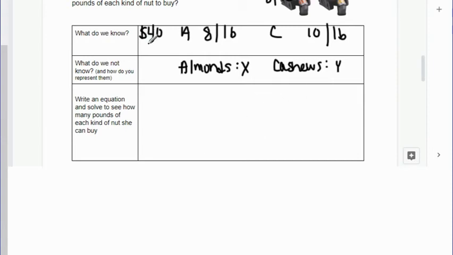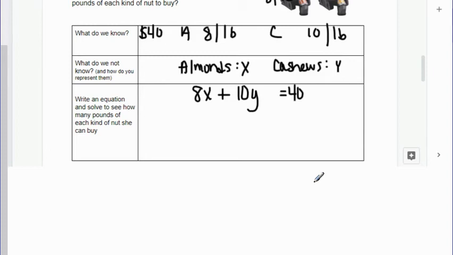So we know it equals $40, so that's where I always start. It tells you typically how much it's going to cost. We know almonds cost $8 a pound, and we know the letter for almonds is X, so 8X. We know cashews cost $10 a pound, and the letter we want to use is Y. So the equation that we've got is 8X plus 10Y equals 40, and now we're going to solve.